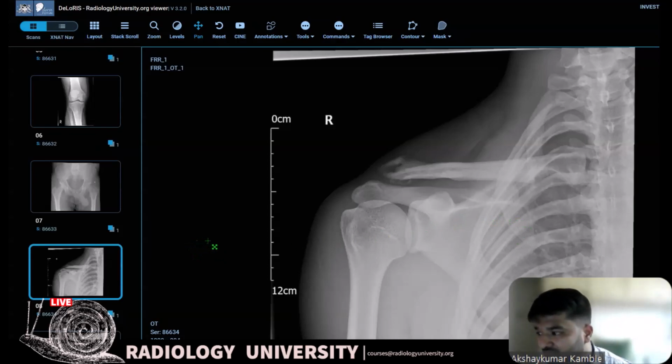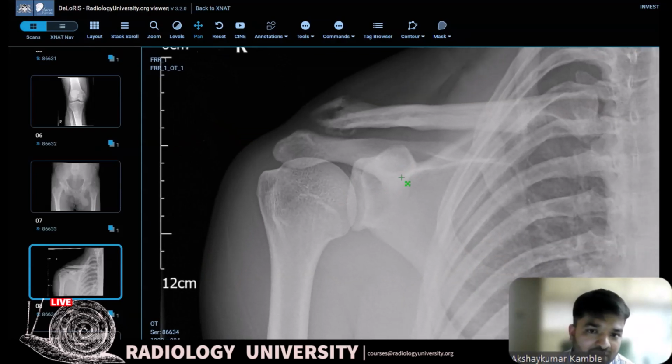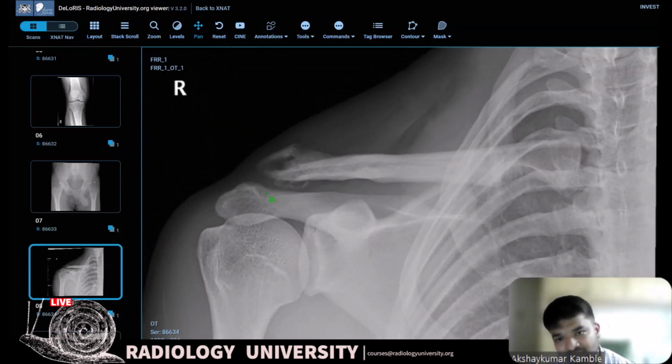Fracture of the distal clavicle, right. Okay, so is it an acute fracture? Where is the fracture fragment if it's a fracture?